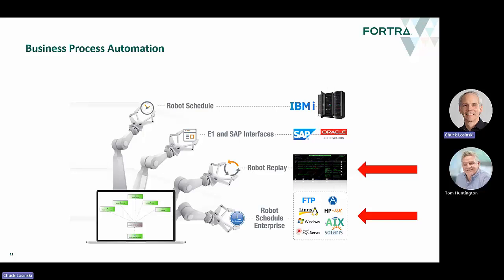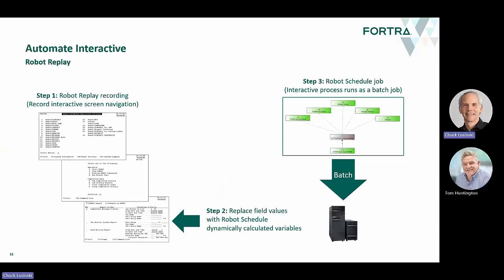And likewise, we can create agent type jobs using our agent technology called Robot Schedule Enterprise. So you install and configure the agent out on your Windows, Linux, and AIX servers. And from there, you can execute scripts and bat files and so forth. But you can also set up dependencies between your agent tasks and your IBM i batch or interactive tasks. So you can get quite sophisticated with your dependency processing.